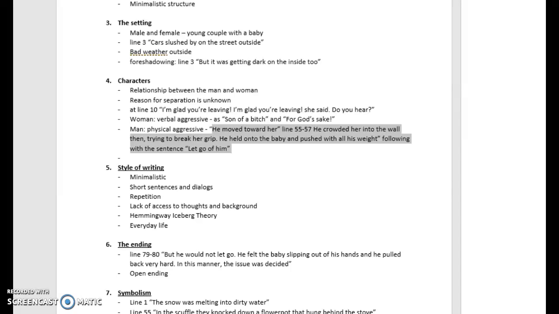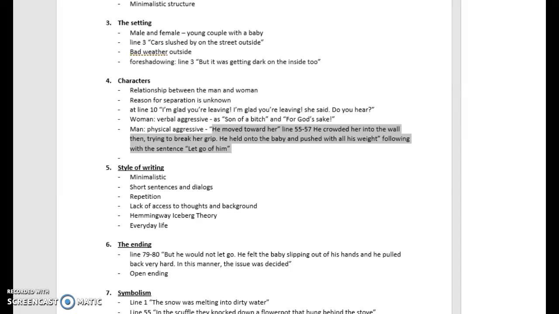"I'm glad you're leaving. I'm glad you're leaving. Do you hear?" This indicates that she is truly hurt by him leaving and she does not want him to leave. She actually wishes that he would stay and they would figure this out. So she's really hurt. Also, they're both very selfish, which is seen when they're both fighting to keep the baby.